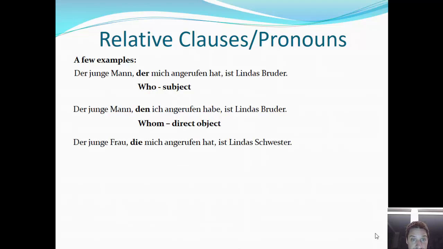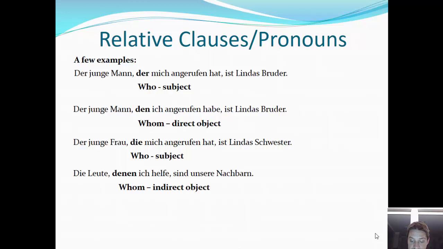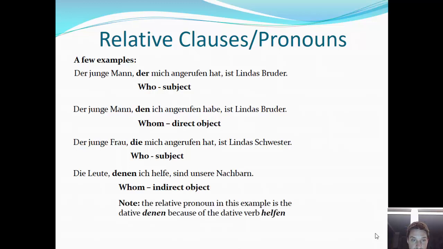Die junge Frau, die mich angerufen hat, ist Lindas Schwester. Now we have an example in the feminine. Die Leute, denen ich helfe, sind unsere Nachbarn. This one is a dative plural, because helfen is a dative verb, to help. Gut. Gehen wir weiter.